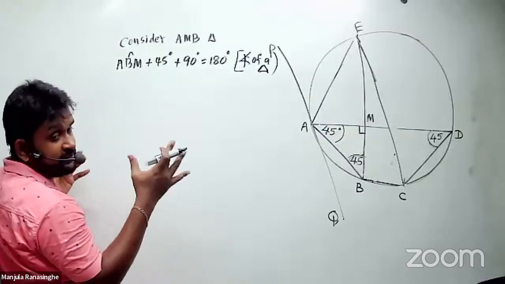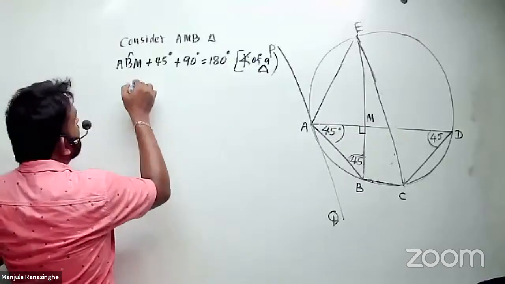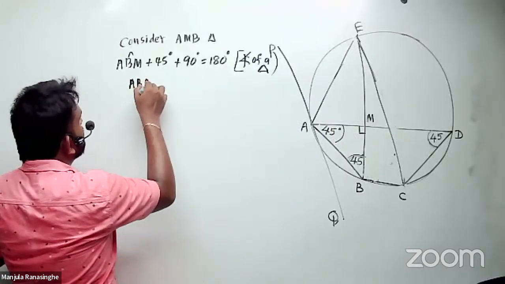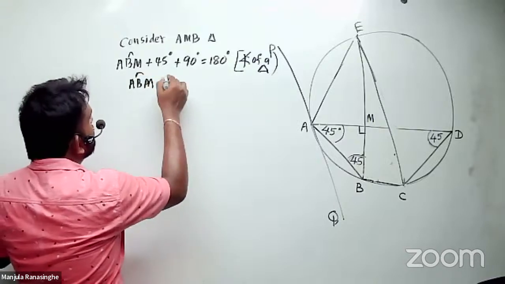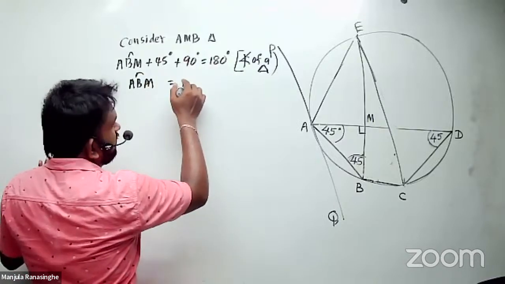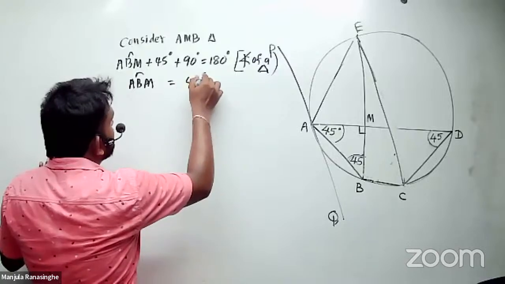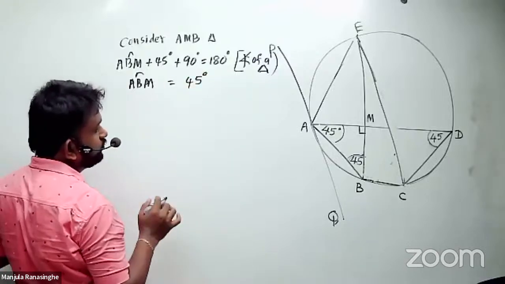But the idea is there, right? So now you can make ABM the subject: ABM equals, subtract 45 degrees there. All right, now it is marked.